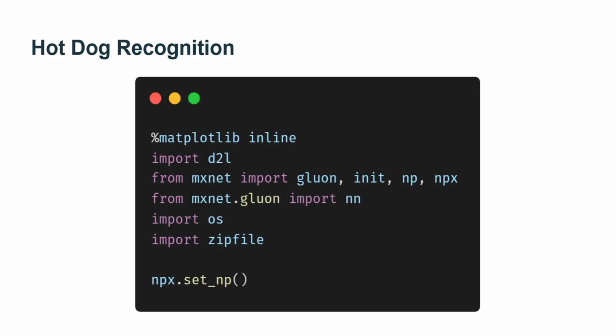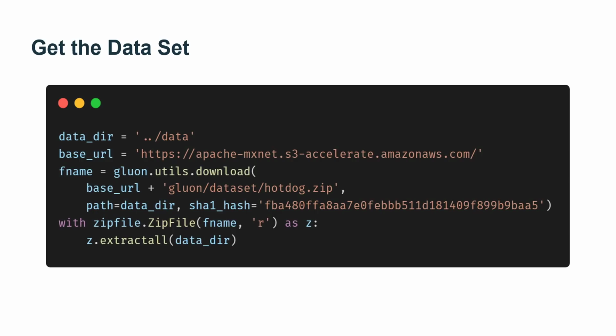First, import the packages and modules required for the experiment. The torchvision model package provides common pre-trained models. If you want to get more pre-trained models for computer vision, you can use the GluonCV toolkit.